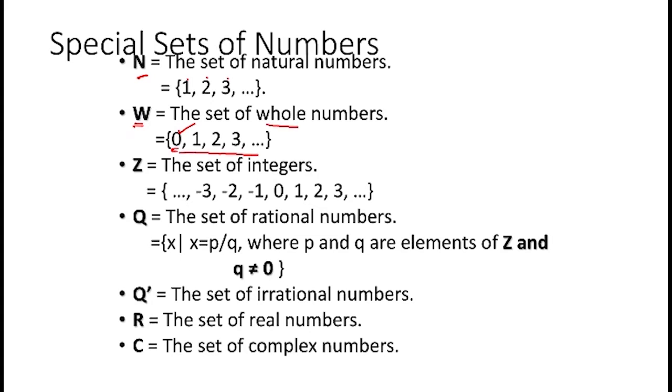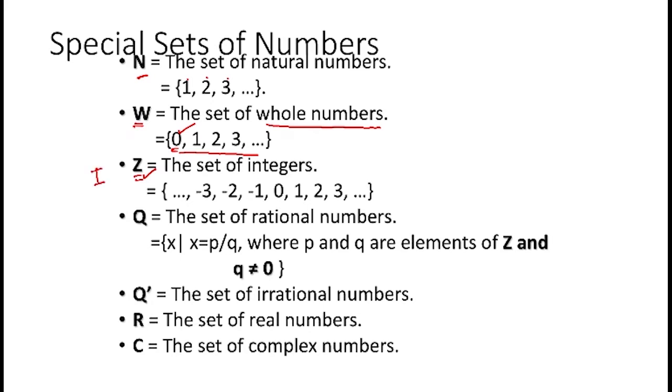Now again we are going ahead with this. If we are adding all the negatives of the natural numbers also in this, then this is known as integers. Usually this is denoted by Z. Somewhere you'll find this as I also, right?